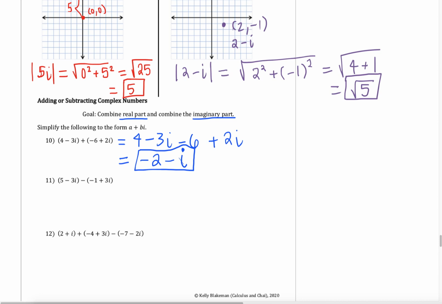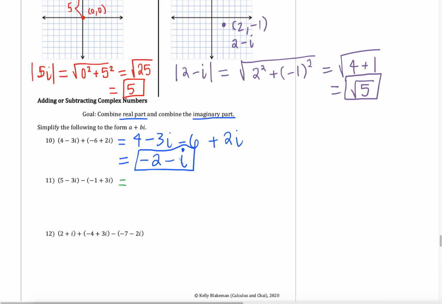Let's look at example 11. So in example 11, we have 5 minus 3i as one complex number minus -1 plus 3i as my second complex number. Again, I have parentheses around each one just to distinguish the complex numbers. And in this case, we're subtracting instead of adding. Now, with these parentheses, do you think I can just drop them like I did before, or will I have to do something fancy this time?